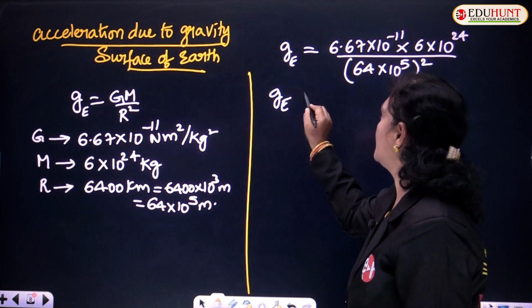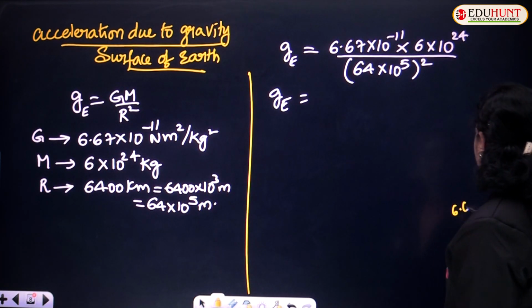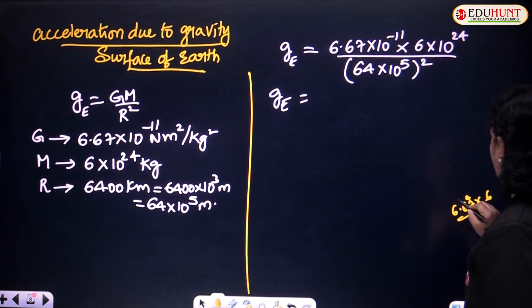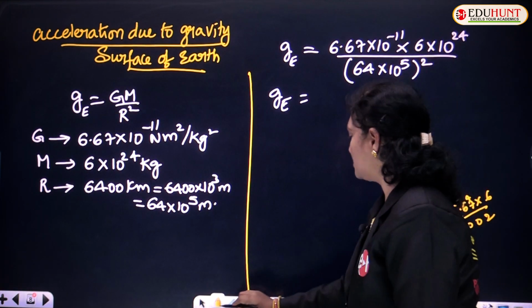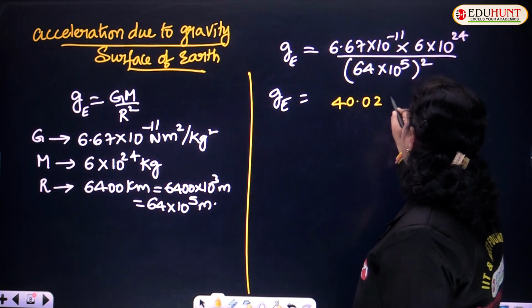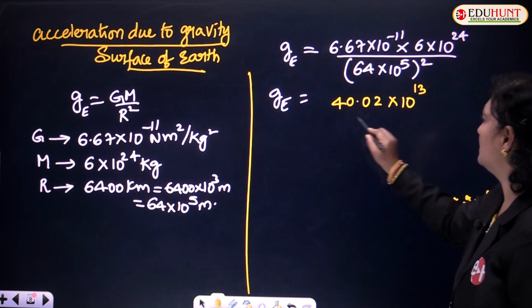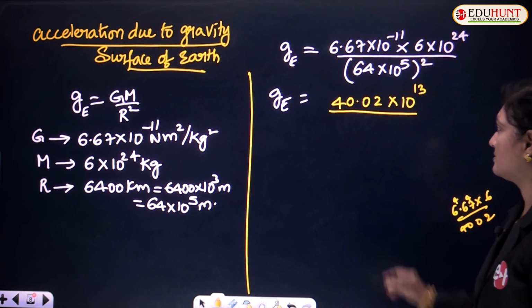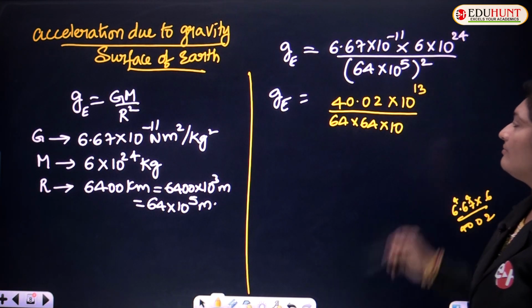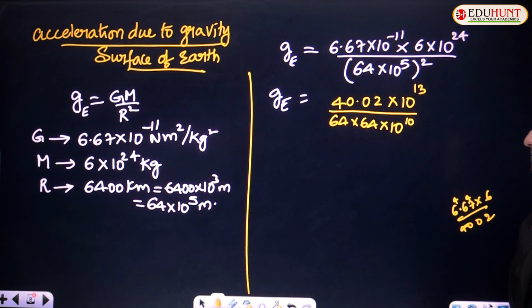Simplifying further, this value is Ge is equal to 6.67 into 6. How much is that, children? So, let us multiply 6.67 into 6. 4002, something like this. So, 40.02 into 10 power, this value minus 11 and 24 will be something like 13, upon 64 square. So, this is equal to 64 into 64 into 10 power 5 into 10 power 5. Let us take it as 10 power 10. 10 power 5 into 10 power 5 is 10 power 10.